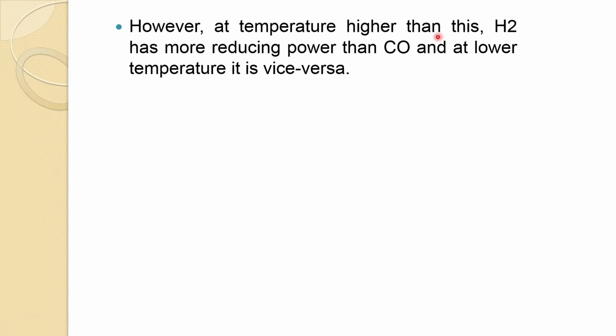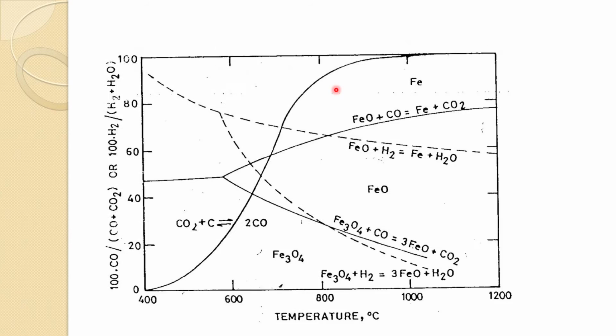However, at temperatures higher than this, hydrogen has more reducing power than CO, and at lower temperature it is vice versa. That point again we discussed over here. So, this shows the importance of both the hydrogen and CO systems and how they could be useful. At higher temperature hydrogen is much better, and at lower temperature CO has more reducing power than hydrogen.